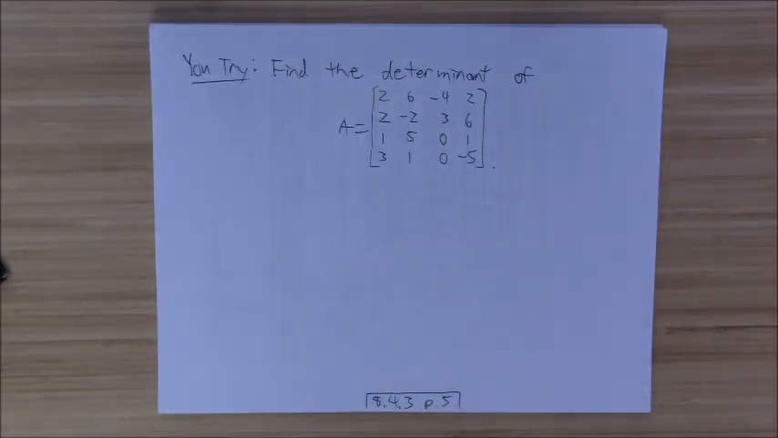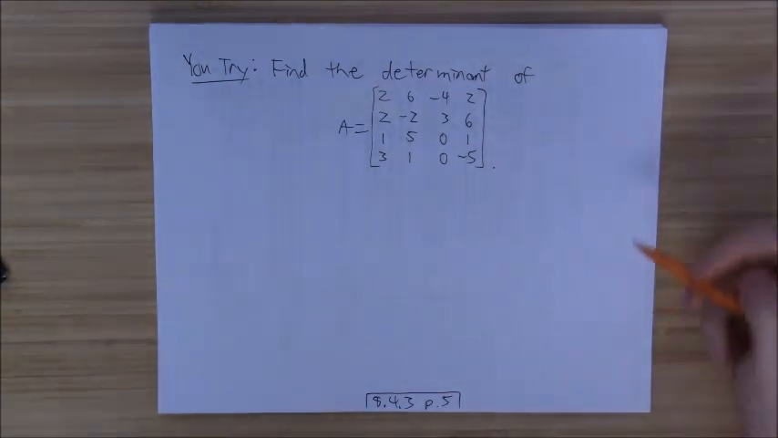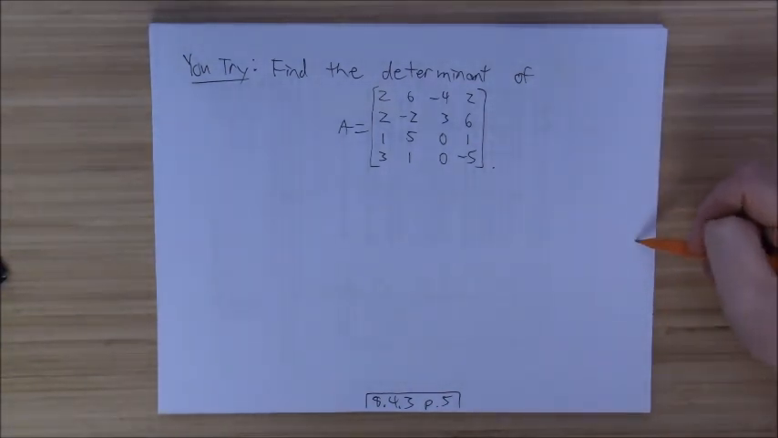And now it's your turn to test your knowledge. Go ahead and calculate the determinant of the matrix A. On the count of 3, I will reveal the solution. 1, 2, 3.